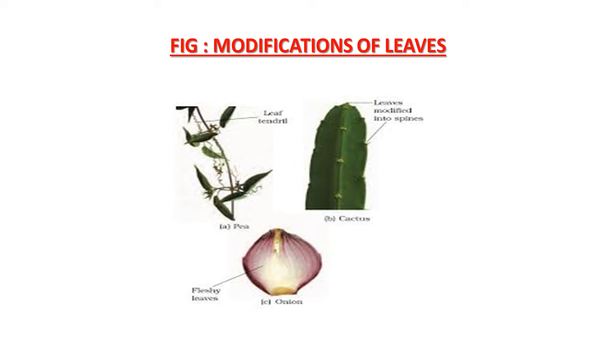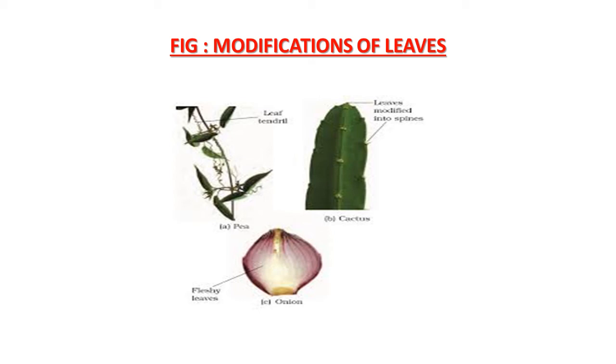This figure gives us an idea clearly about modifications of leaf. In figure A, a pea plant is there. Here in pea plants, the leaves are modified into tendril like structures. Clearly you can see a spirally coiled thread like structure, and it is required for climbing and support, and it is known as leaf tendril.